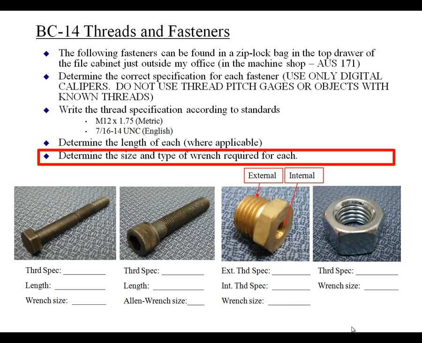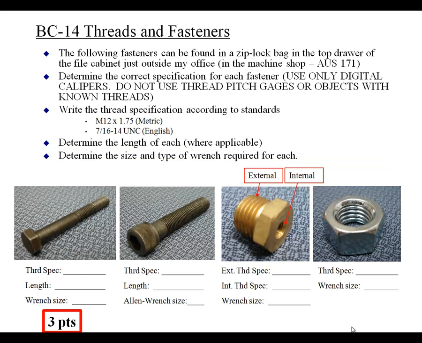The 10 points for this assignment will be obtained 3 points for this first fastener, 3 points for this second fastener, 3 points for this one: external thread, internal thread, and the wrench size. And a half a point for each of these, the thread spec and the wrench size, for 1 point on that nut.